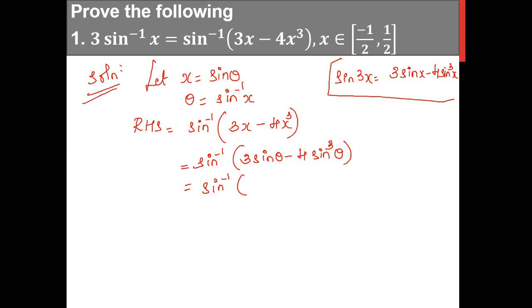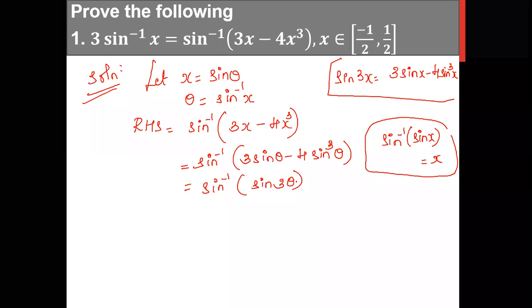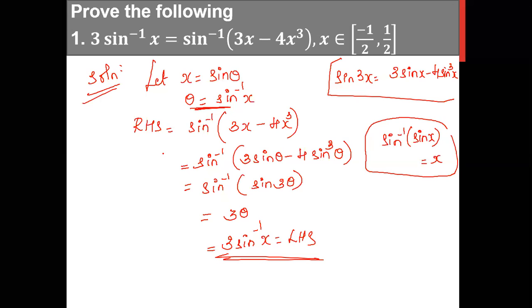Here, in place of x we have theta. So 3 sine theta minus 4 sine cube theta is nothing but sine 3 theta. We know that sine inverse of sine x is equal to x, so here in place of x we have 3 theta. But theta we had taken as sine inverse x, so it is 3 into sine inverse x, which is our LHS. This is how you prove this particular problem. Hope everyone has got the answer.